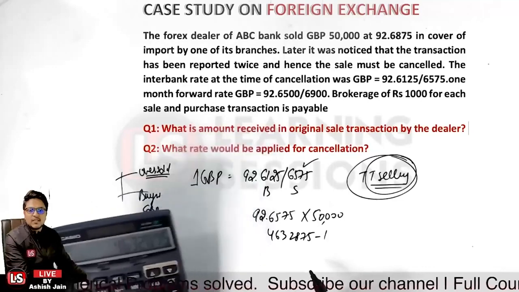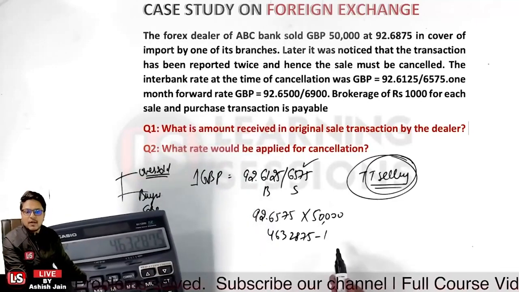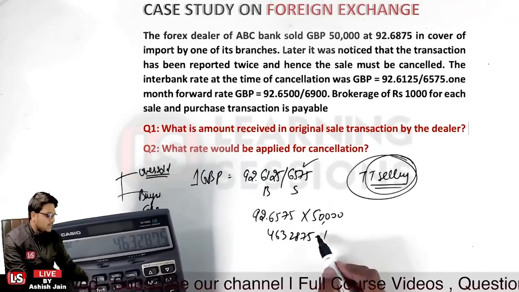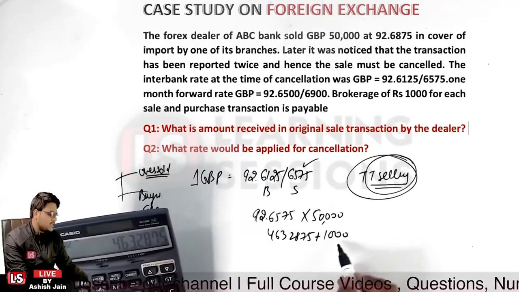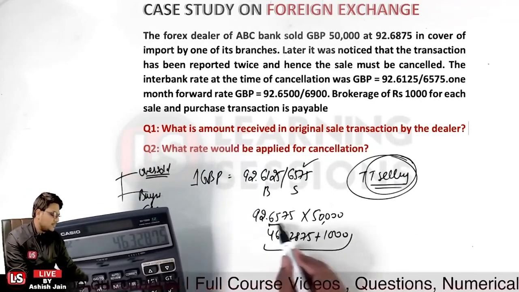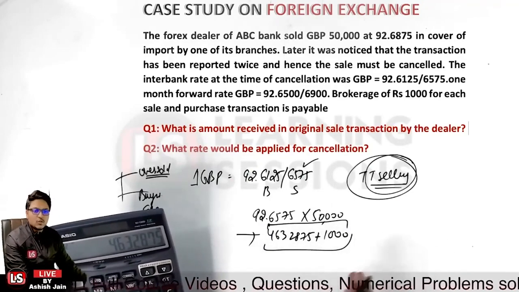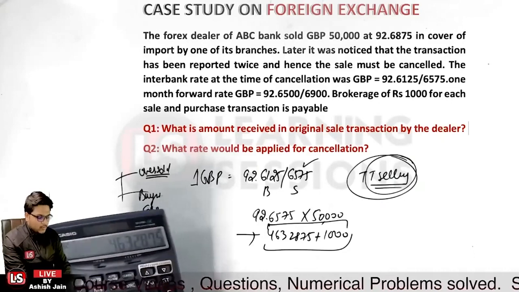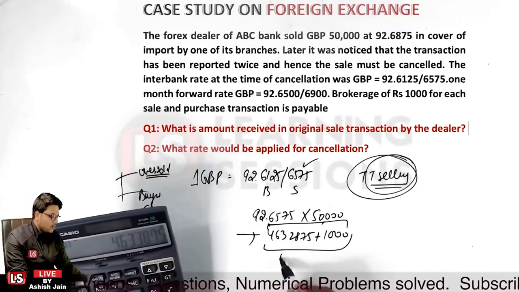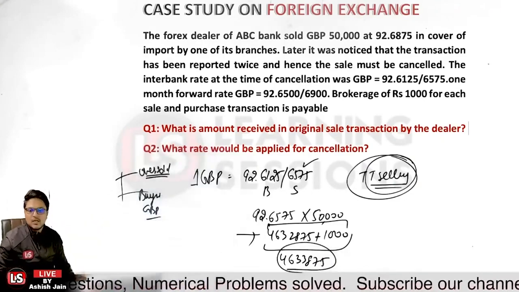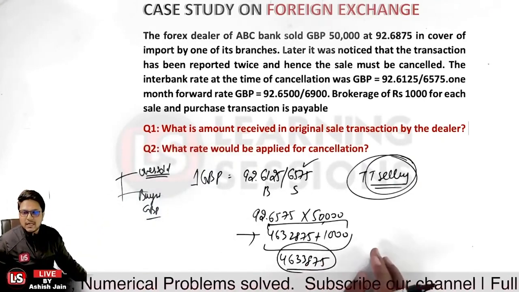But let me remind you, it is the case of the selling. In the case of the selling, the brokerage must be added up. So 1,000 rupees will be added to this. So in that case, what amount is to be paid? Rupees 1,000 added up gives 4633875. This amount is to be paid. Is that clear?